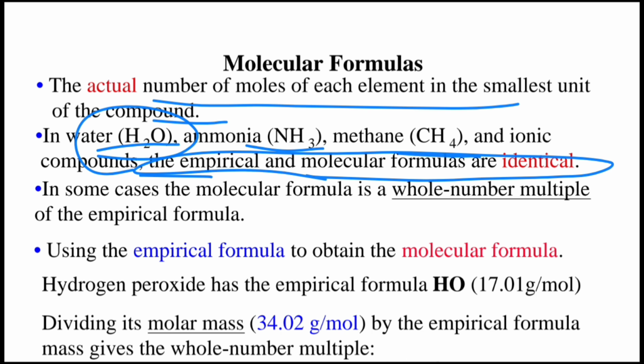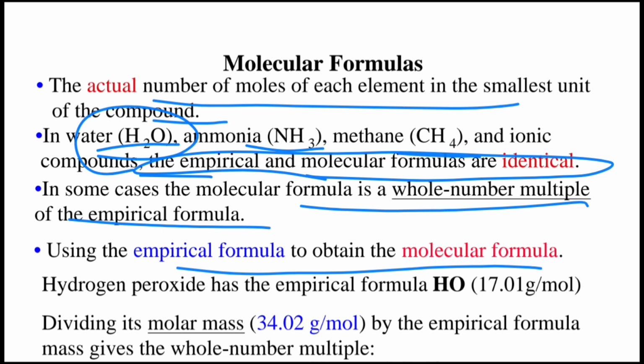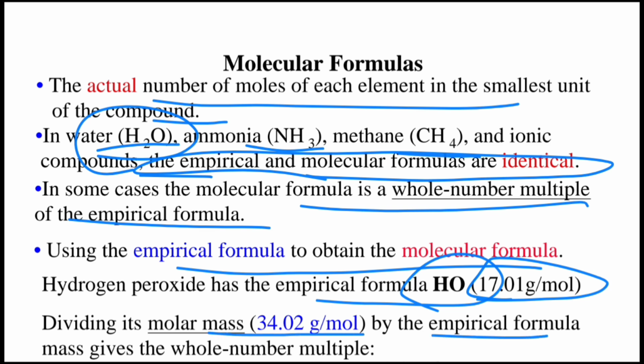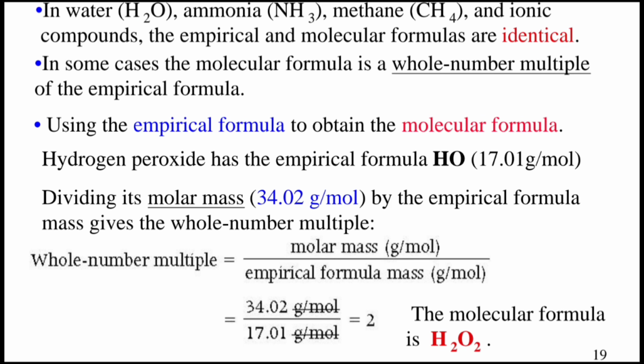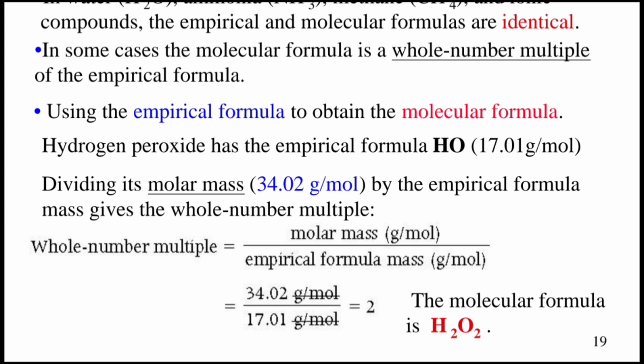Okay. In some cases, the molecular formula is a whole number multiple of the empirical formula. Using the empirical formula to obtain the molecular formula: the empirical formula of HO is this. Its molecular mass is this, or you can say the empirical formula mass. Dividing its molar mass by 34, the empirical formula mass, we get 1. Okay, we will get this. You can say the molar mass is 34.